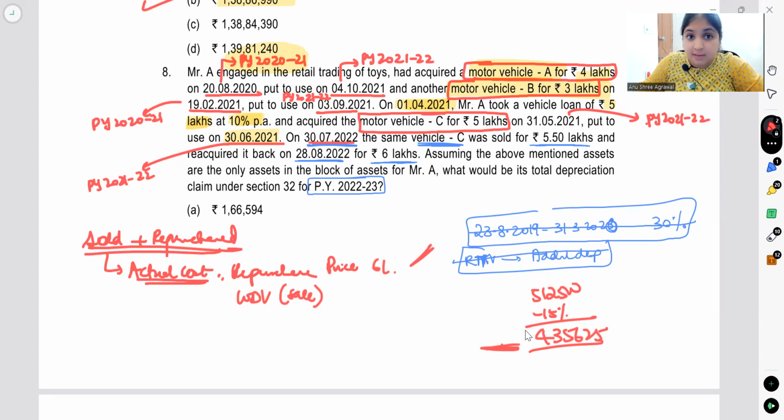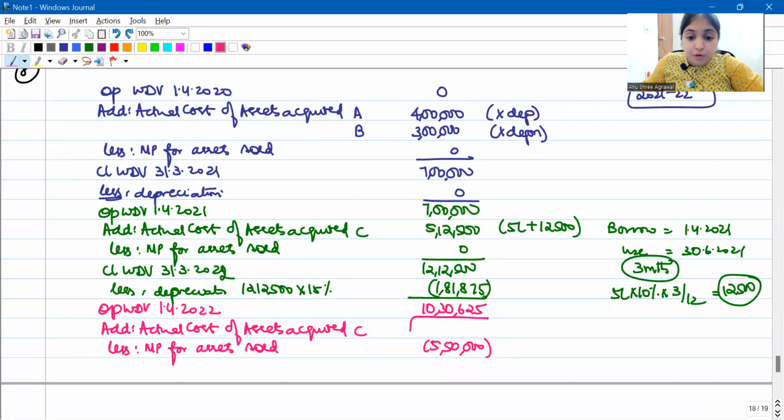See, we are selling and we are repurchasing. A special situation, when we sell and repurchase, don't straight away put this as actual cost of assets acquired. See, we sold for 5.5. This will become monies payable, no confusion. Right? This 5.5 lakhs will become monies payable. But for how much are we repurchasing? What is the actual cost of assets acquired?